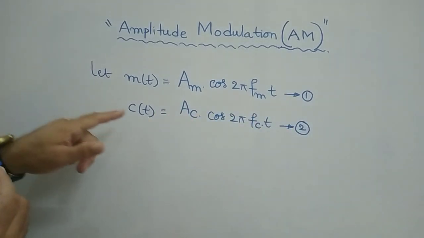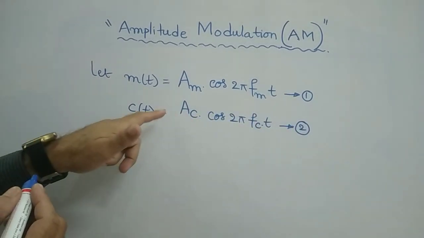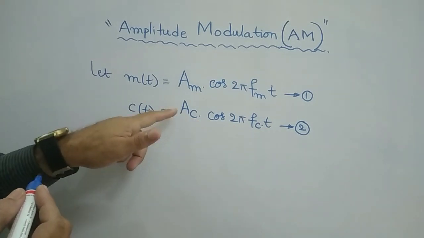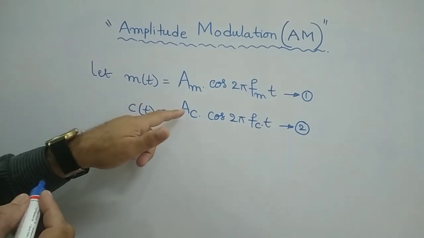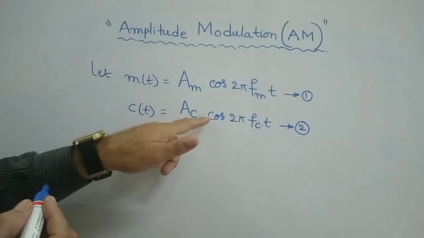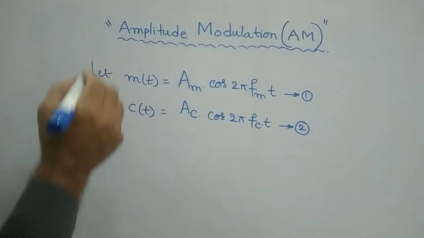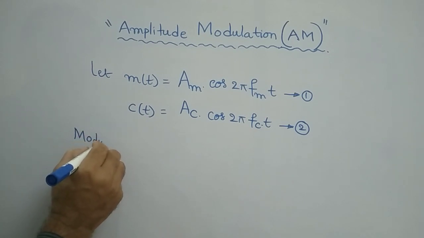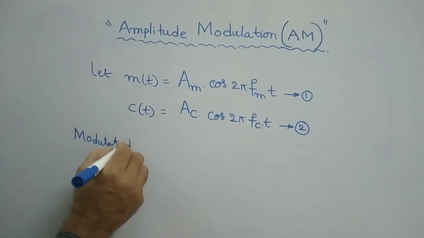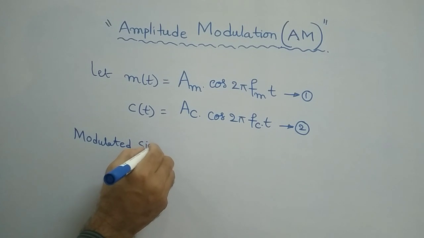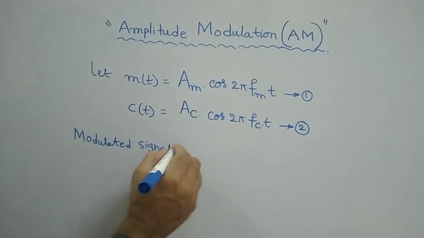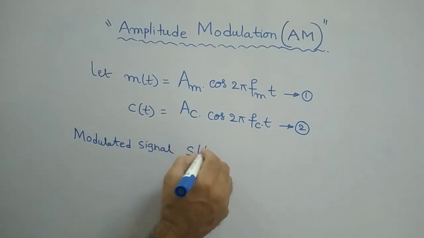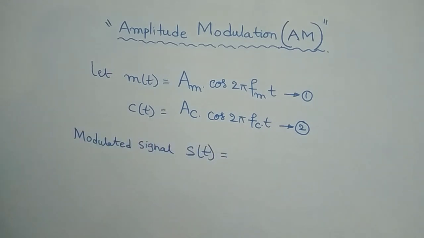What is c of t? c of t is the carrier signal, defined mathematically like this. Capital A suffix c is the carrier amplitude, into cos of 2 pi f c t. Now the modulated signal, your AM signal, amplitude modulated signal, is denoted by s of t, right? There is a standard form of this s of t.